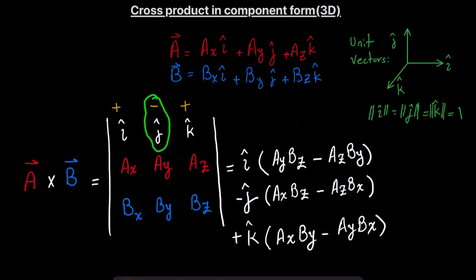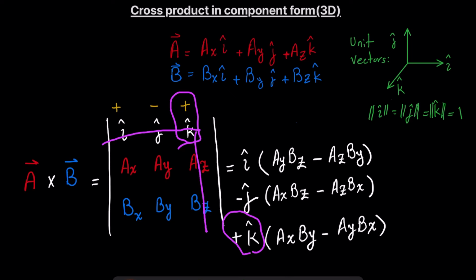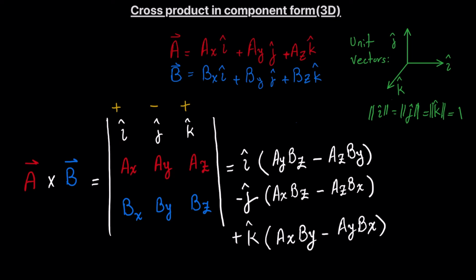And then we go to the last term, the k hat term. For the k hat term, again, the same thing. We do plus k hat. First, we write that, plus k hat. Then we go ahead, open parentheses, cover that row and that column, and then do the determinant of the 2x2 matrix. AX BY minus AY BX. And that is how we can take care of the cross product in all of its glory.